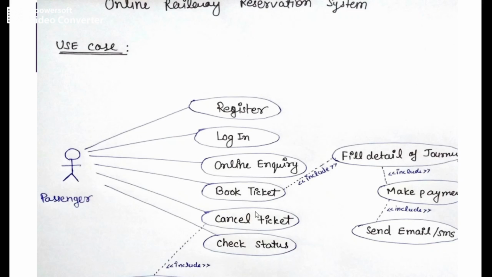In case you want to cancel the ticket, you can also do that, cancel the ticket, and you can check the status also on that day, what time your train will arrive, all those you can check. Now in cancel ticket, can you see it includes what? You can receive the money on cancellation with constraint, so the money will be refunded. So this is the use case diagram for online railway reservation system.